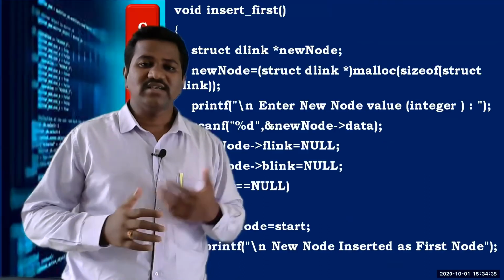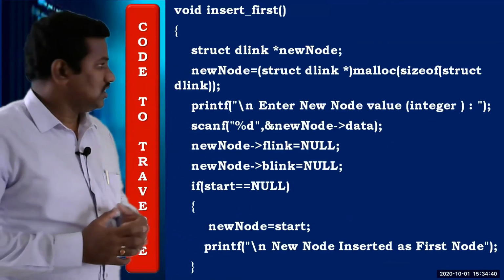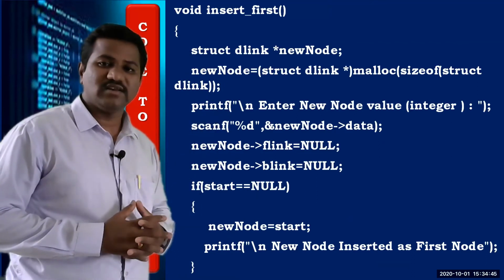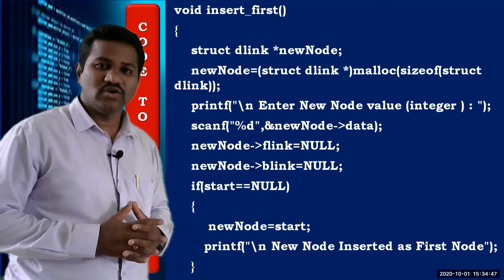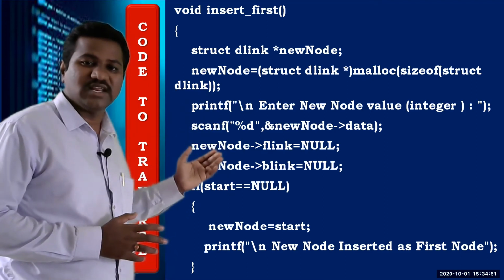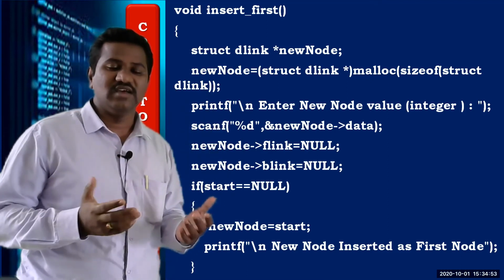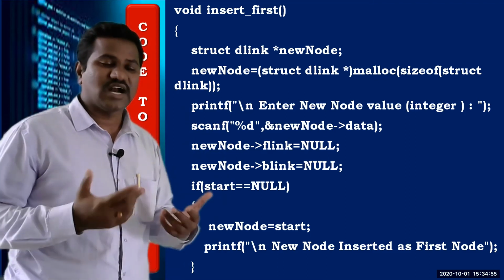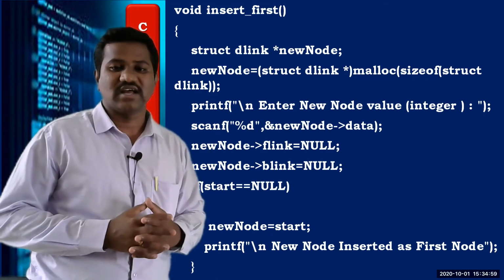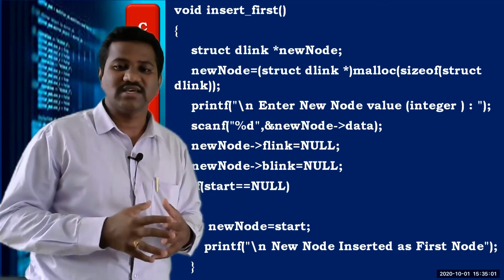Let us have a look at the coding part: void insert_first. We take one pointer, struct dlink star new node, and then we allocate a block of memory, accept the data part, and assign null to the link part. After that, we check whether start is equal to null or not. If start is equal to null, the newly created node address is stored in start, and then I print a message that the new node is created.